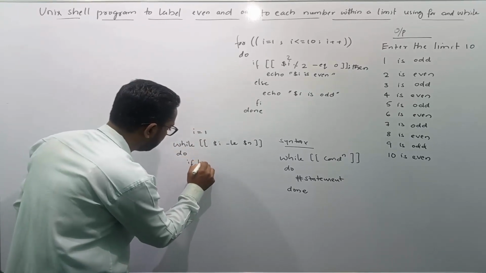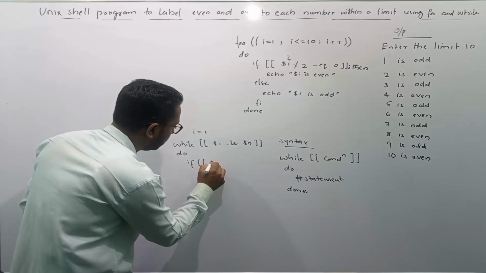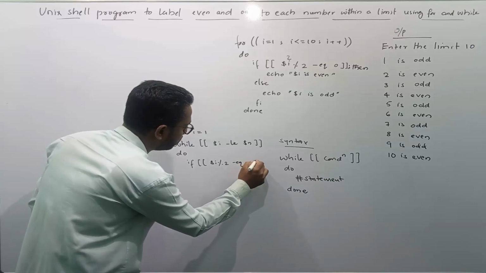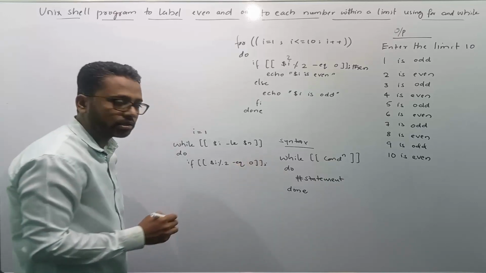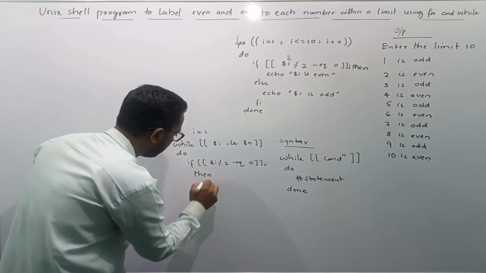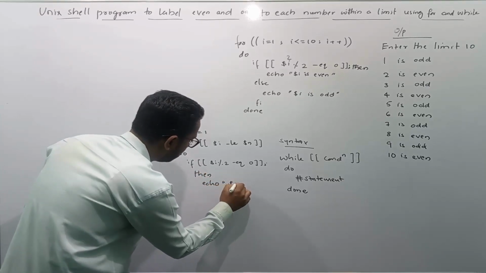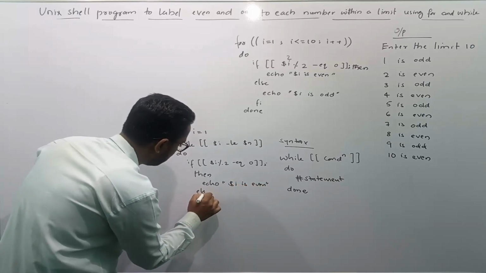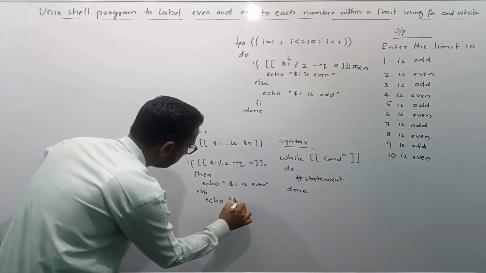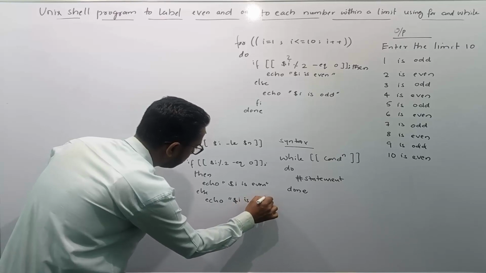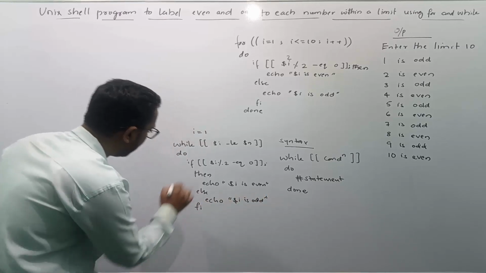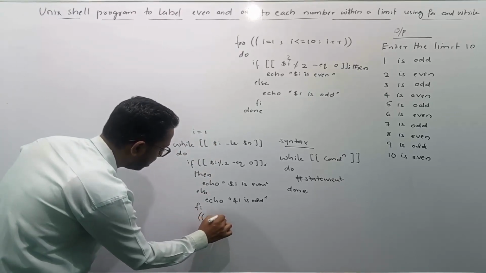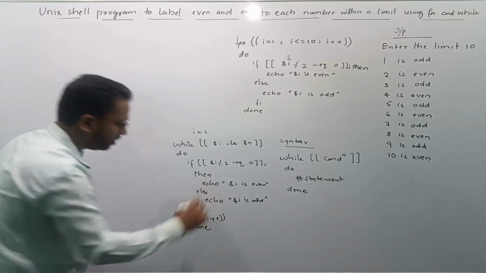If $I mod 2 is equals to 0, 2 brackets closed, then echo $I is even, else echo $I is odd, if gets closed, and now we need to increment the value of I, 2 brackets I plus plus, and then done.